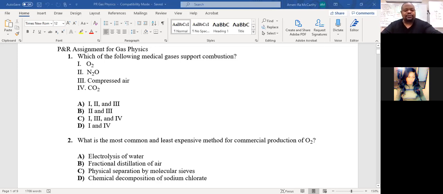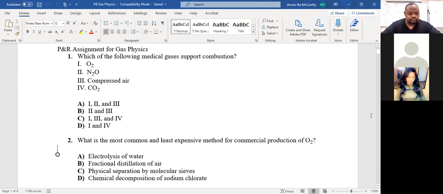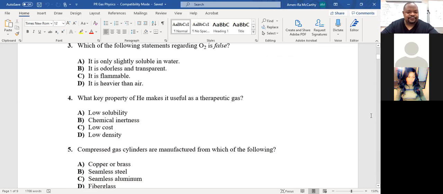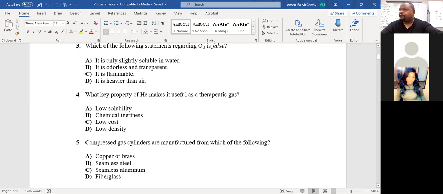Number 2, what is the most common and least expensive method for commercial production of oxygen? What do you think on that one, Rayana? B. B, fractional distillation of air. Fractional distillation of air, that's the answer to that one. All right, let's work on 3, 4, and 5. I'll make it a little smaller so it'll fit. There we go. 3, 4, and 5.